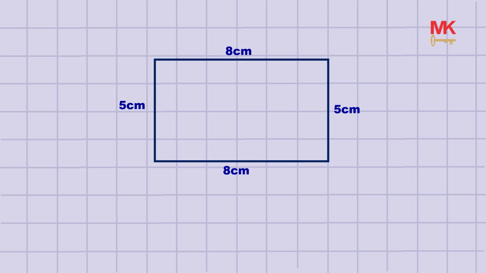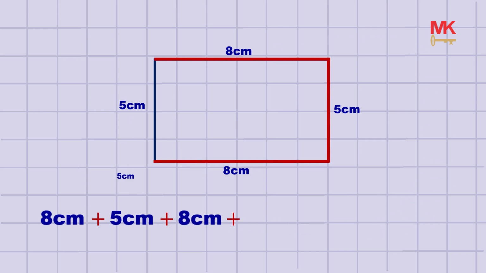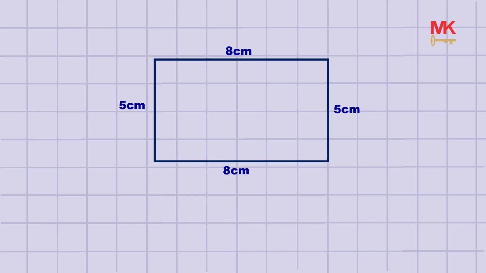For example, the perimeter of this rectangle is calculated by doing 8 centimeters plus 5 centimeters plus 8 centimeters plus 5 centimeters, which is 26 centimeters. Note that perimeter should never include any internal length or lengths within the given shape. It is adding up only the length around the given shape.